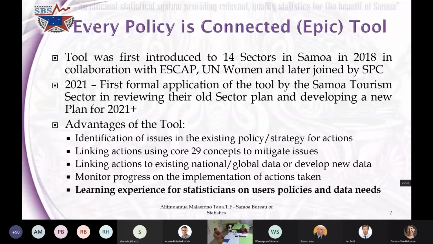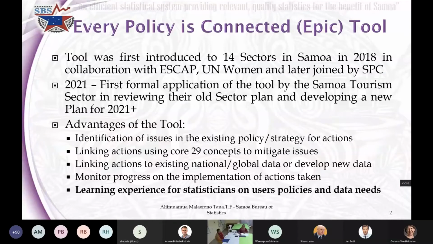There are also guiding steps in the tool which help go through the whole process. Another advantage is that if we use this tool, we can monitor the progress of the plan as we move through the years. For us, the tool was quite a learning experience for statisticians and users to come together, sit down, look through the sector plans and see how we relate, especially the data we collect through census and surveys, because it becomes a business model for us to have surveys and census. Every year we do that, but we actually don't know where they are used.